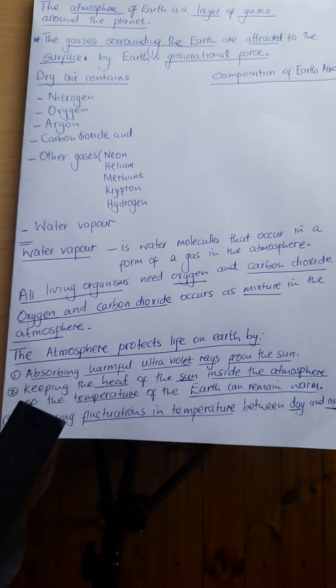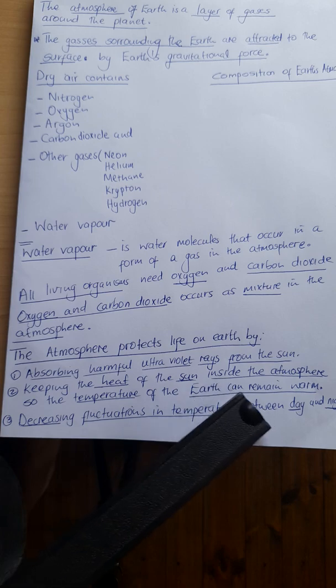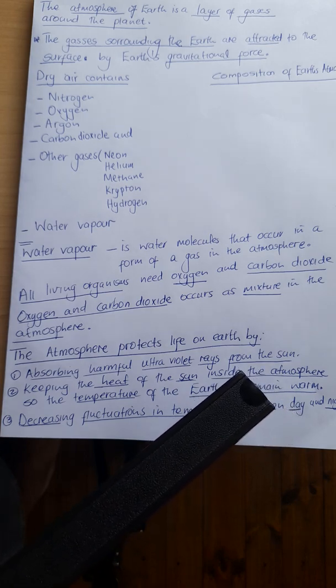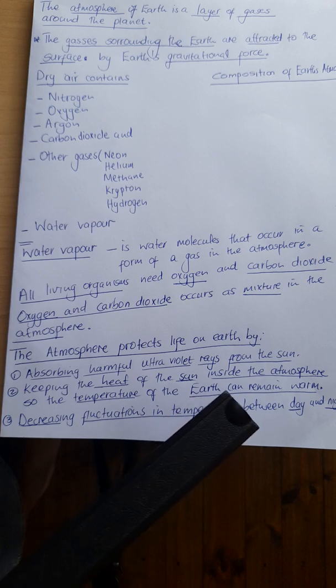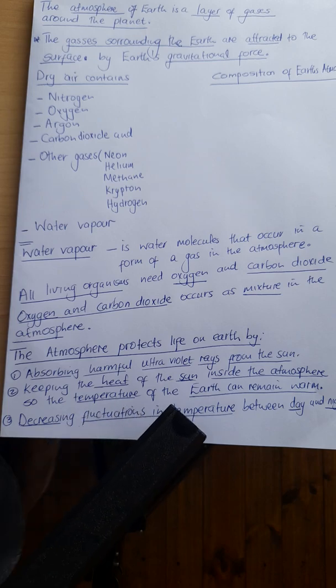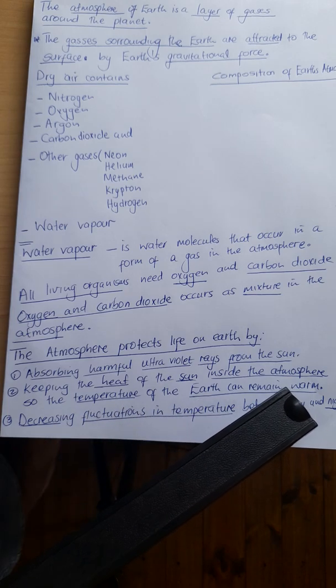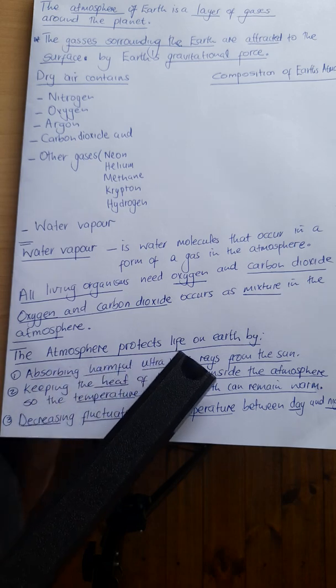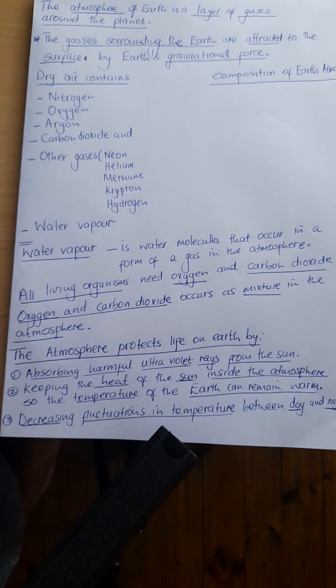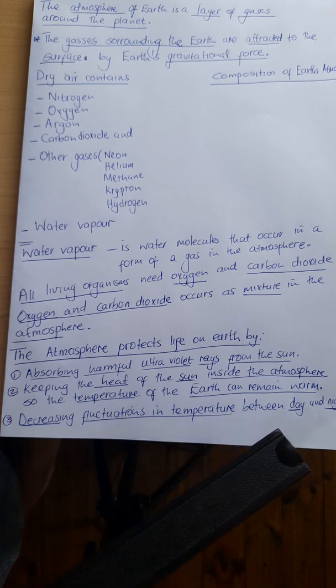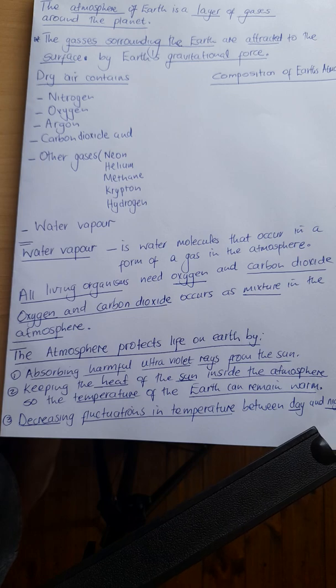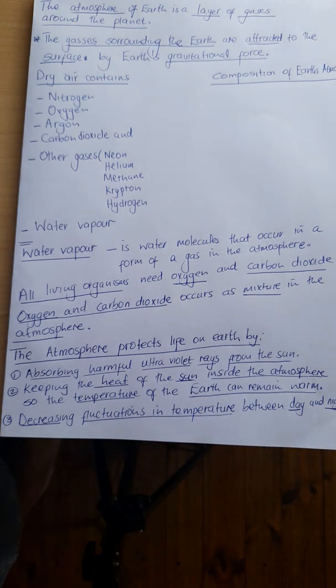Number two, it keeps the heat of the sun inside the atmosphere. So it sort of traps the heat of the sun inside the atmosphere so that the temperature on the earth remains warm. And also the atmosphere protects life on earth by decreasing the fluctuations in temperature between day and night. You don't want day to be too hot and night to be too cold. So these are the four spheres of the earth.